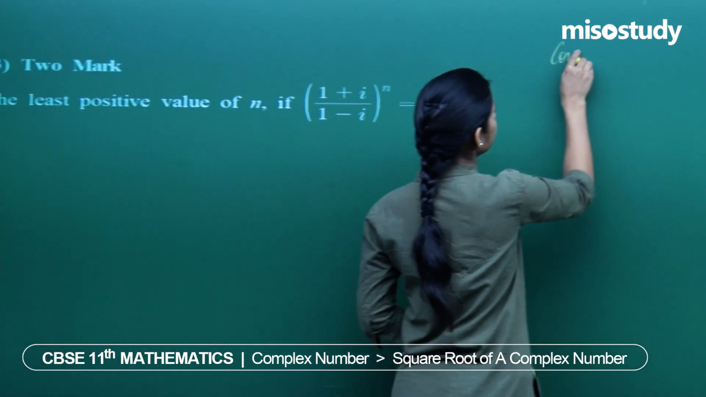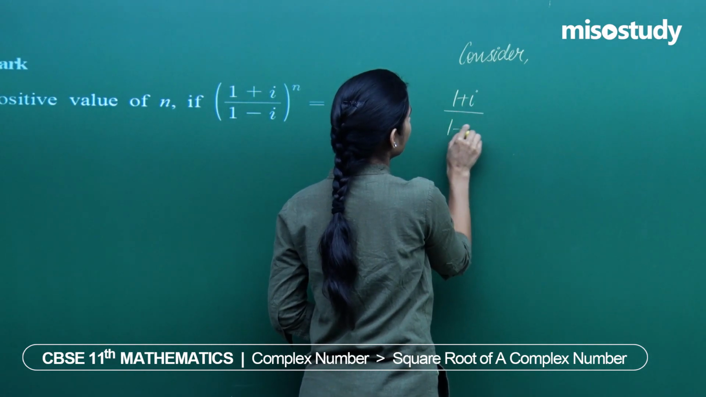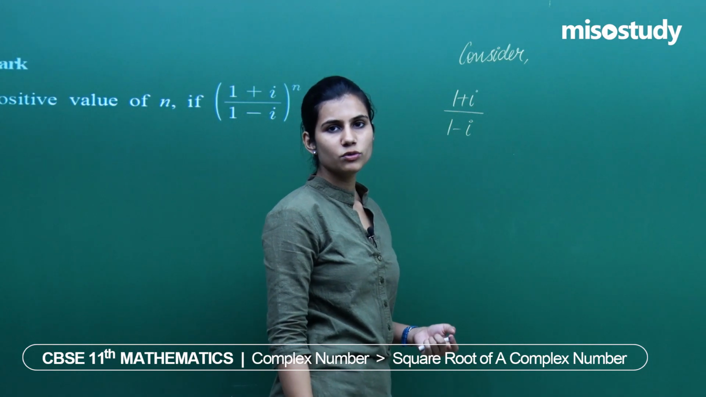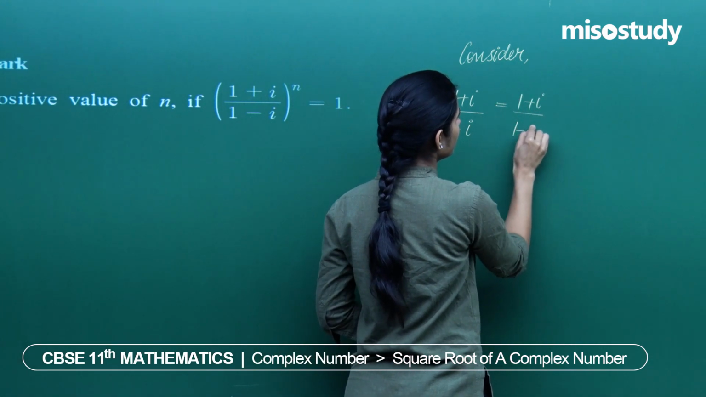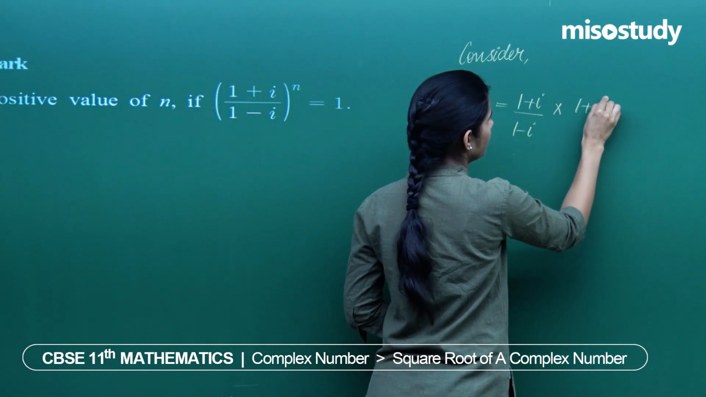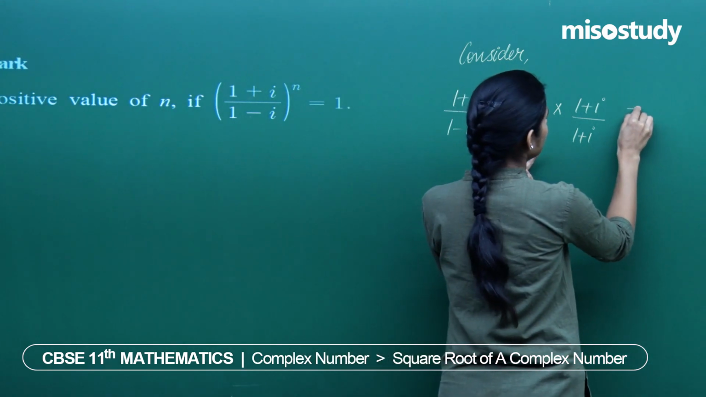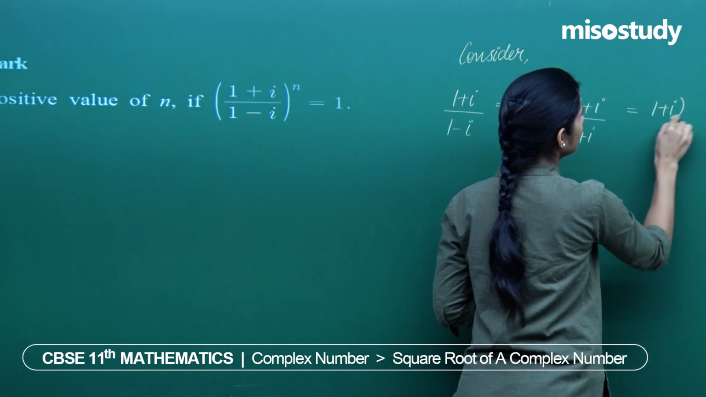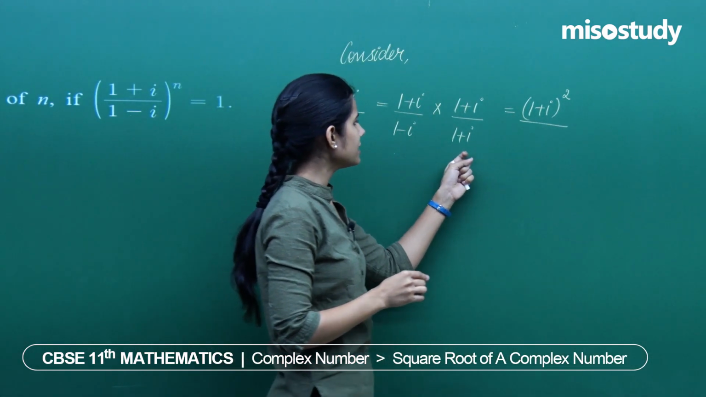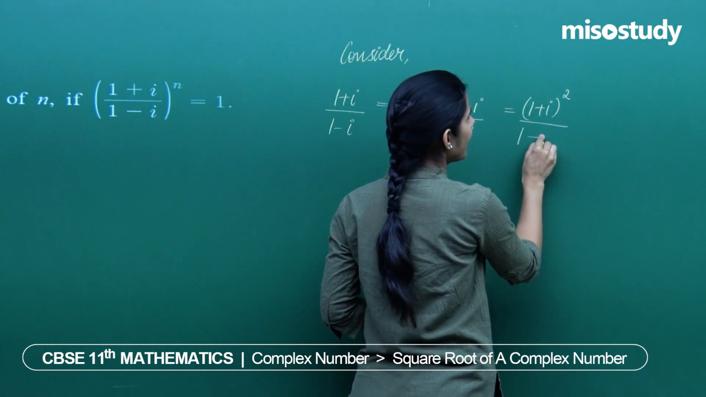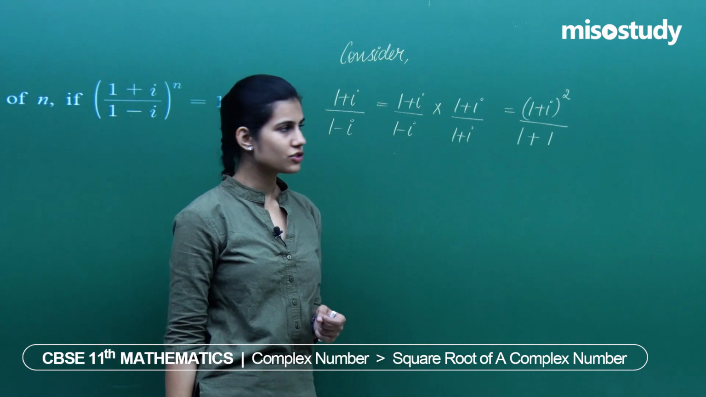So if you consider 1 plus iota upon 1 minus iota, clearly in order to decode what is the real and the imaginary part, we are going to multiply and divide by what? 1 plus iota, 1 plus iota. This gives you 1 plus iota whole square whole upon 1 plus iota into 1 minus iota. A plus b, a minus b is a square minus b square, so iota square. Minus iota square is minus of minus 1, which is plus 1.